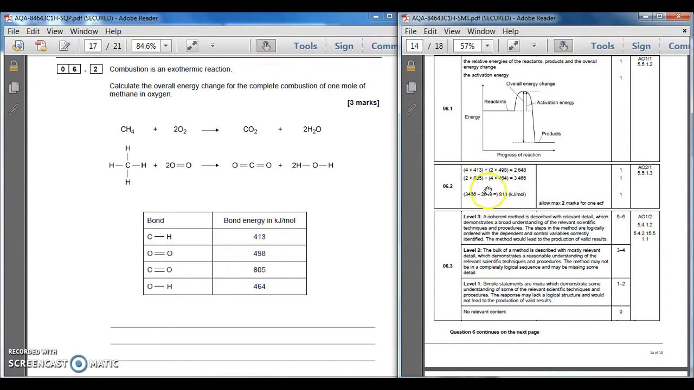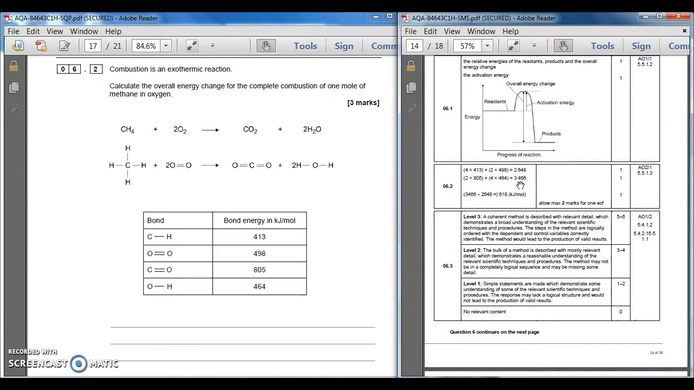Don't do what the mark scheme says here because it's the wrong way round. If you're actually looking at it properly, it should be 2648 minus 3466. The real reason for that is I absorb 2648 joules of energy to break the bonds. I'm putting in the energy to break the bonds, and then as the new bonds are being formed, I'm releasing 3466. That is, more energy is going out.